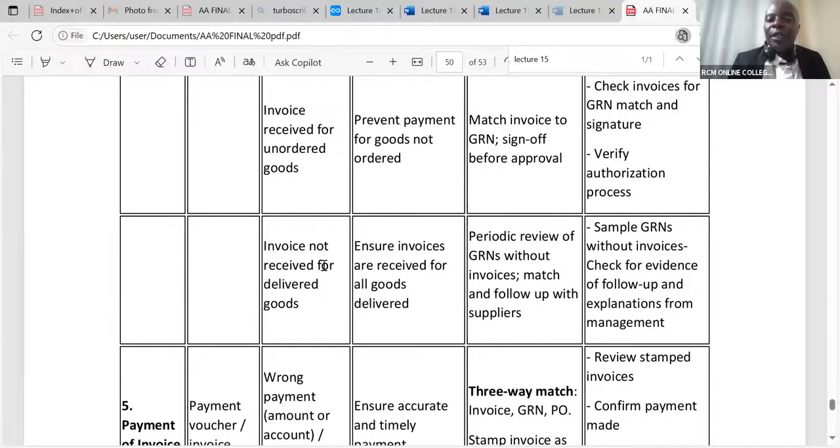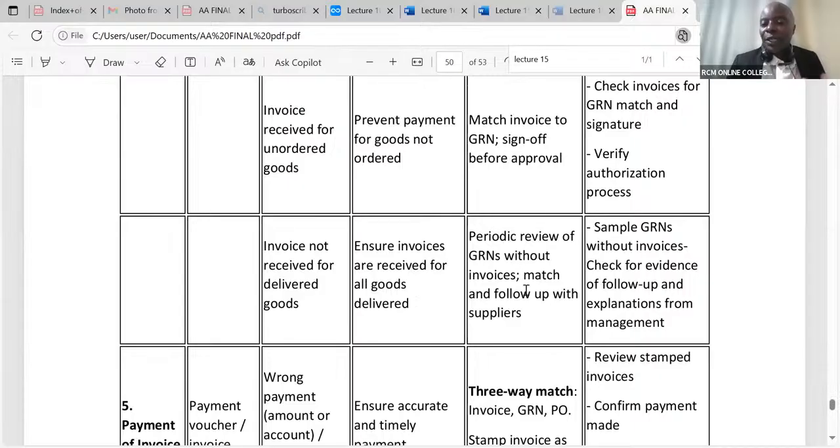Invoice not received for delivered goods. Perhaps the supplier has just put in his materials, his goods there, but he has not given you an invoice, which is also very bad because you'll be having cash flows in the bank and yet you're supposed to have paid. So the control is to ensure invoices are received for all goods delivered.